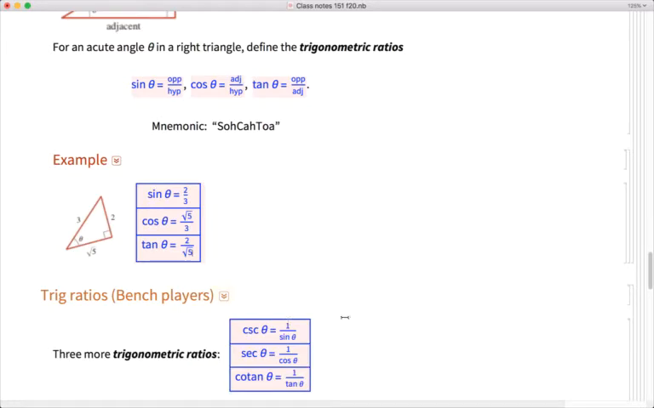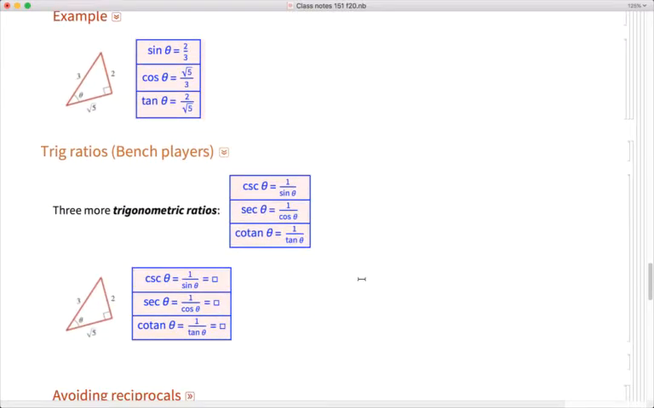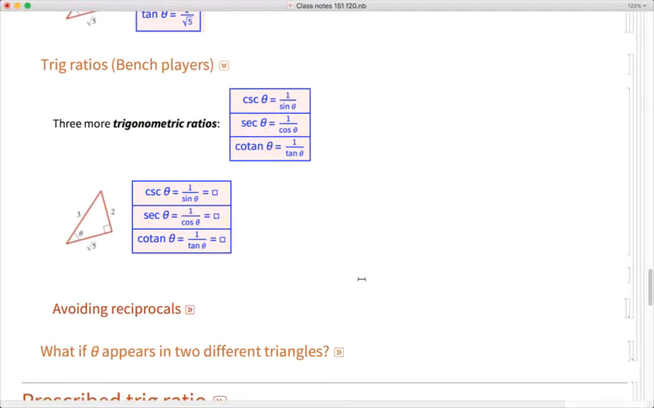Okay, so here come the bench players. Sometimes important, but certainly used less often. These functions, and I should have written out the full names. This is the cosecant, the secant, and the cotangent functions.